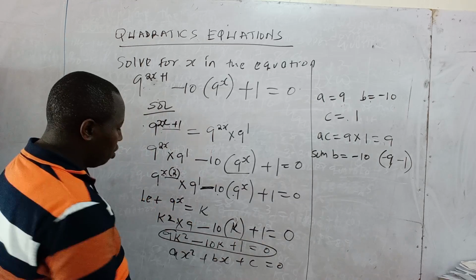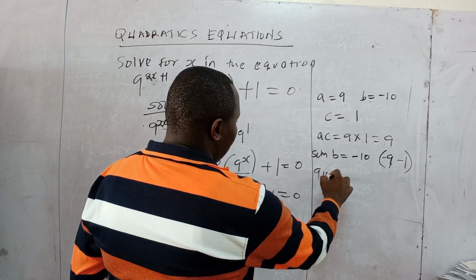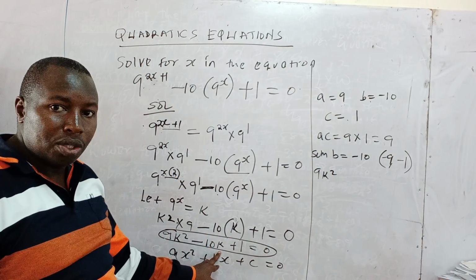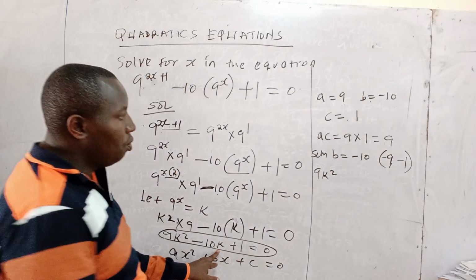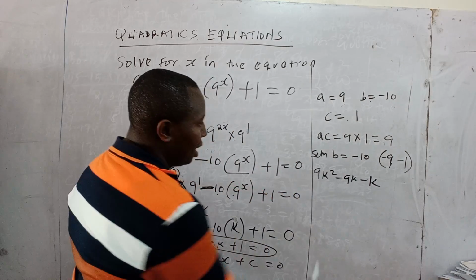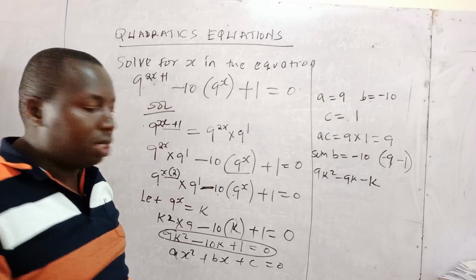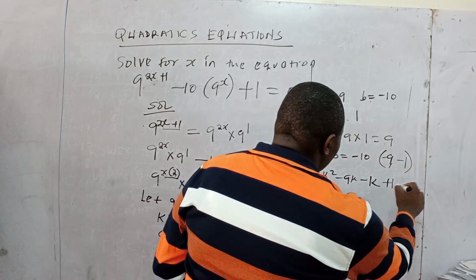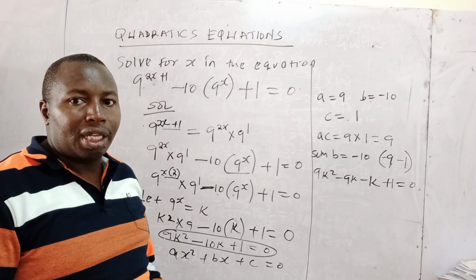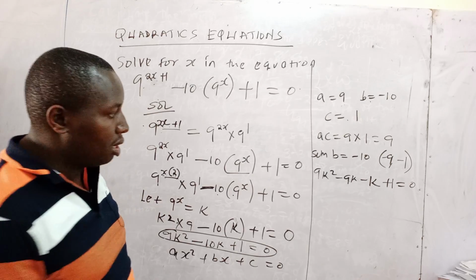This one. So instead of writing 9k squared, you write 9k squared, then you substitute this, minus 10k. So instead of writing minus 10k, you write minus 9k minus k. Minus 9k minus k, that's equal to minus 10. And this one, you want to factorize by grouping, then plus 1. You want to factorize at that level so that you can get the value of k in this case.